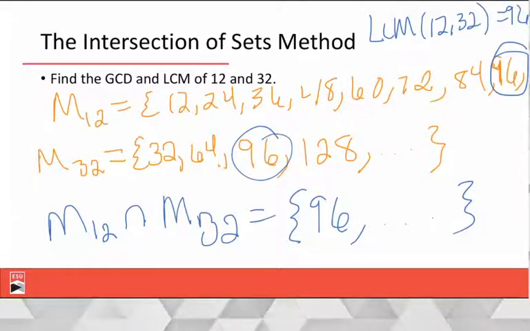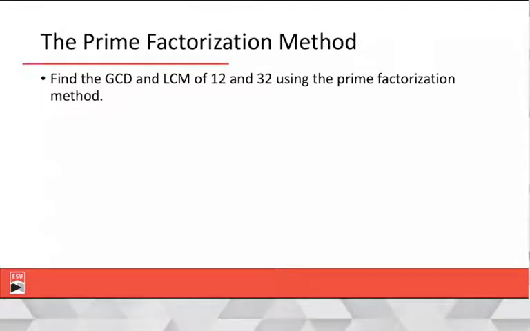And so we call that the intersection of sets method because we write our sets with all of our divisors and intersect them, and all of our multiples and intersect them, and we see precisely what happens. Now you're asking, I still have to find multiples here. Can I use this fact about primes to make this somehow better? We can. And for that, we'll do what's called the prime factorization method. And so here we're going to find the GCD and LCM using the prime factorization method.